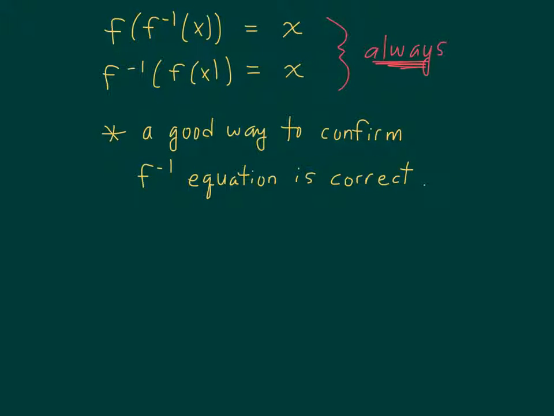Okay, one final note here. If you take a function and its inverse equation and do the composition either direction, what you're going to see is that the result is always going to be x. So if you put f inverse into f or f into f inverse, the result will always be x. That is a useful way for confirming or checking that your f inverse equation is correct.